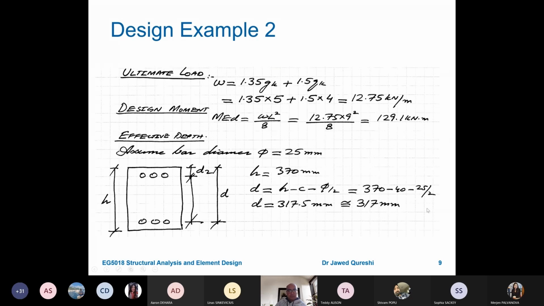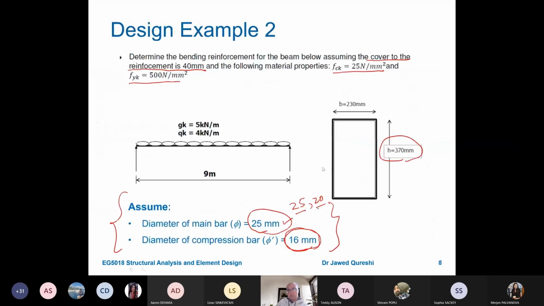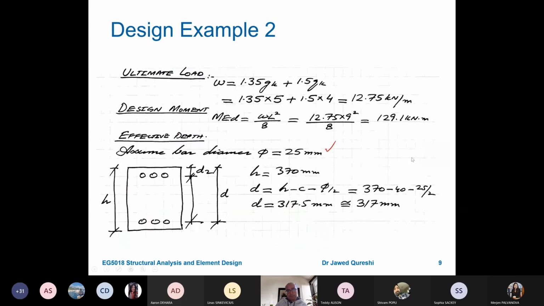Assume the bar diameter is 25, which I said earlier. H is given to us, which is 370. H is the overall depth of the section. In my last lecture, I gave this formula: D is equal to overall height, take away cover, and take away half the bar diameter.